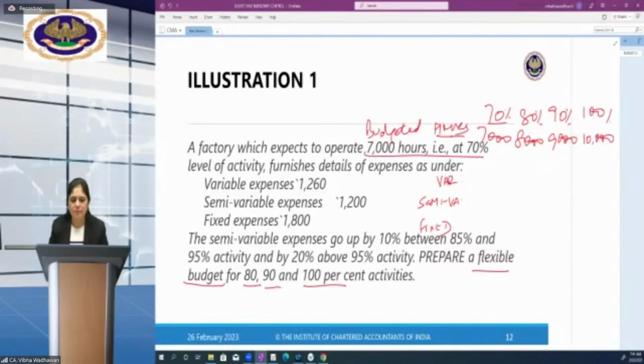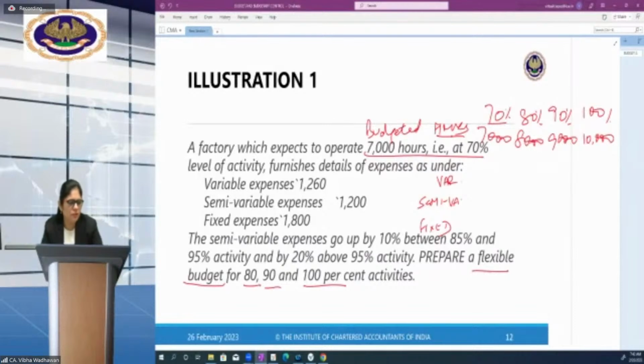Can anybody tell me what are variable expenses? What is the main property of a variable expense, and what is the main property of a fixed expense? How are variable expenses denoted? I'm just waiting for the answer. This is very important. This is important for cost accounting as a whole.